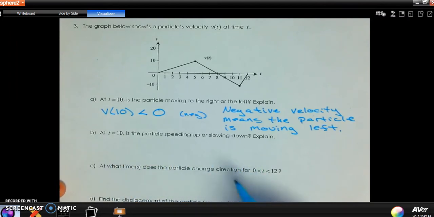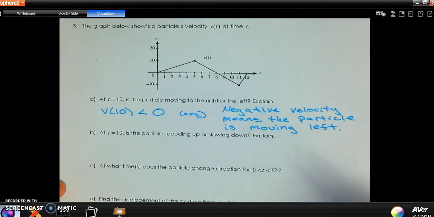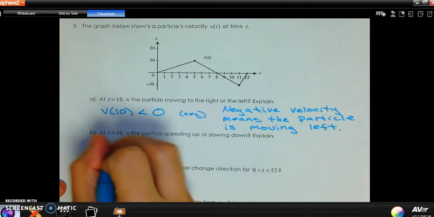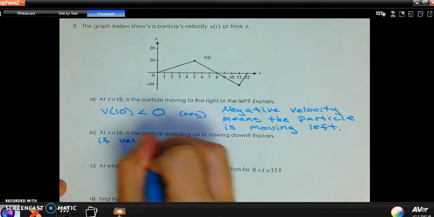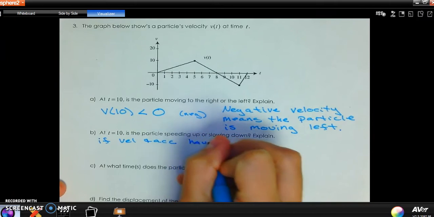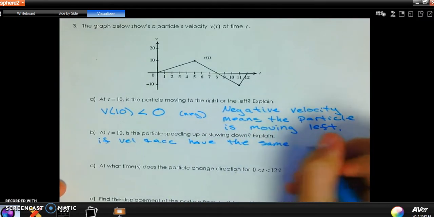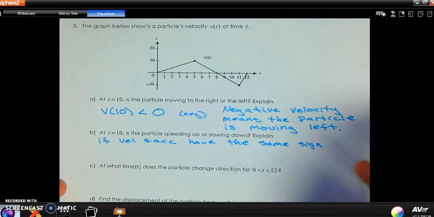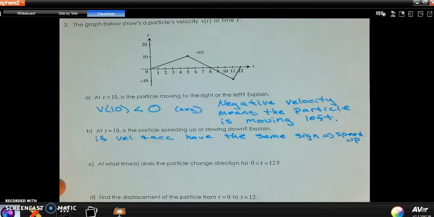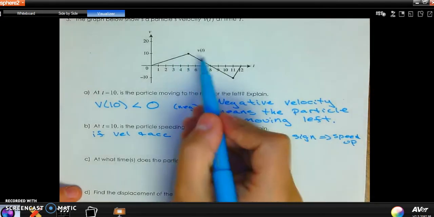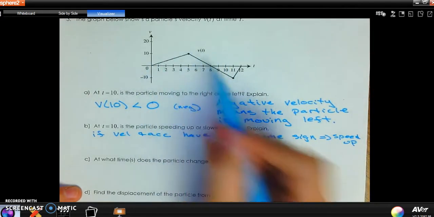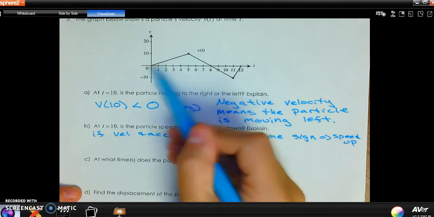Explain. So we want the velocity and the acceleration to have the same sign if it is speeding up. So if your velocity and acceleration have the same sign, meaning they're both positive or both negative, then it's speeding up. That implies speeding up. If they're different, that means it's slowing down. So how do I compare those? Well, here the velocity is positive. Now the slope here is positive.